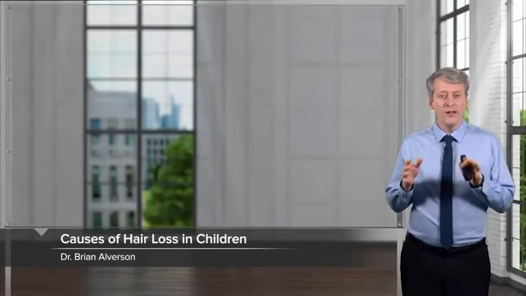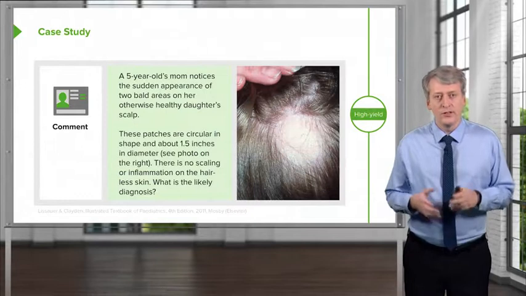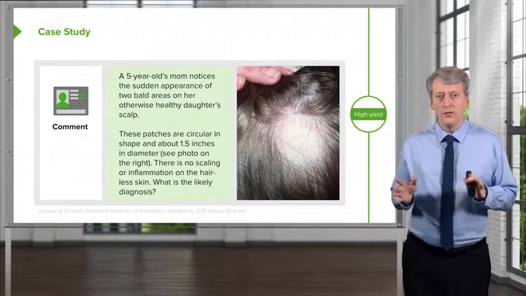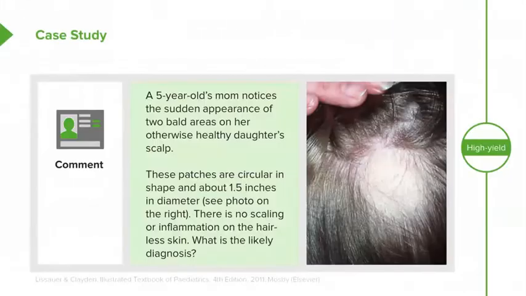In this lecture, we're going to review some causes of hair loss in children. Here's an example. A 5-year-old's mom notices the sudden appearance of 2 bald areas on her otherwise healthy daughter's scalp. These patches are circular in shape and about 1.5 inches in diameter. You can see this photo here. There's no scaling and no inflammation on the hair or the skin. What is the most likely diagnosis?